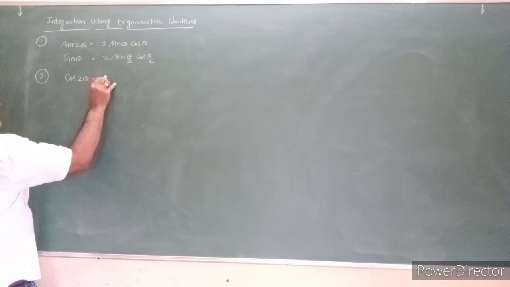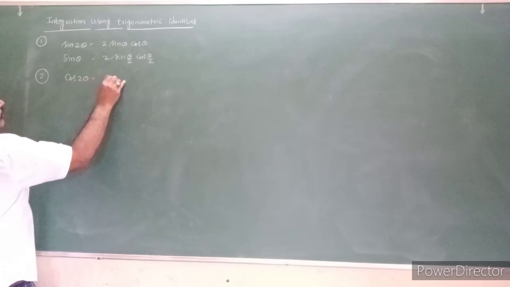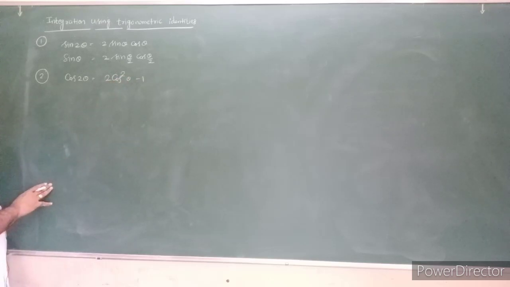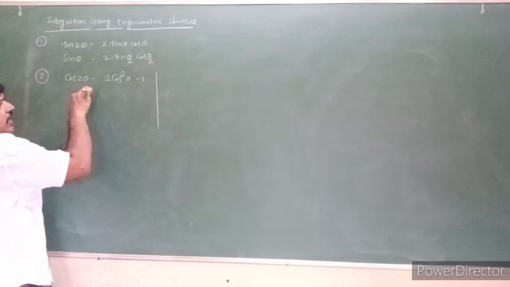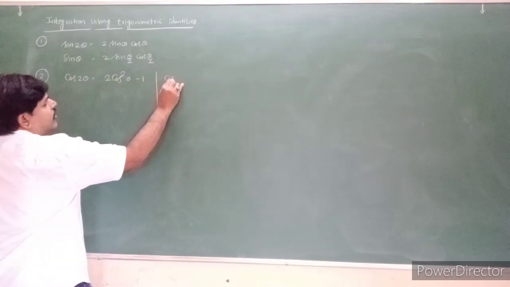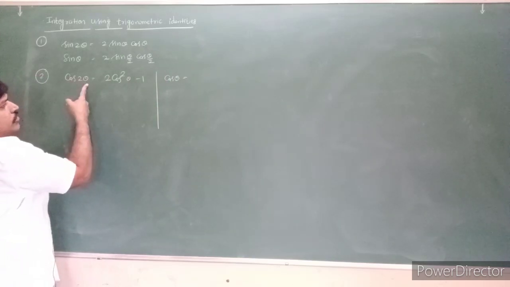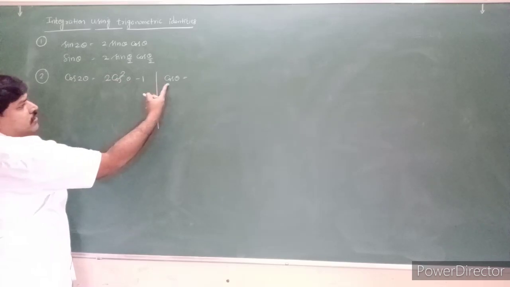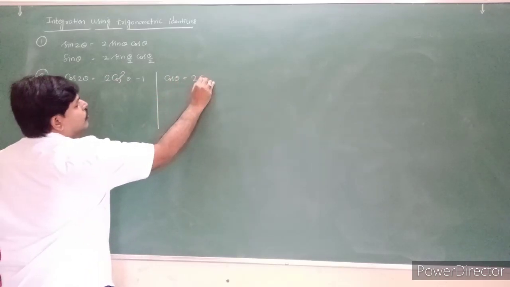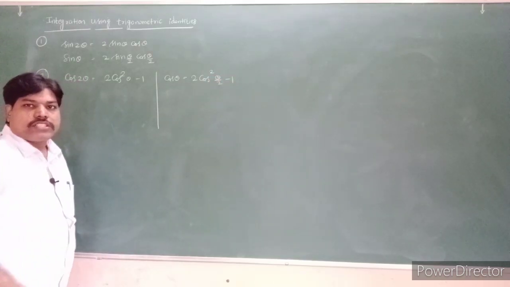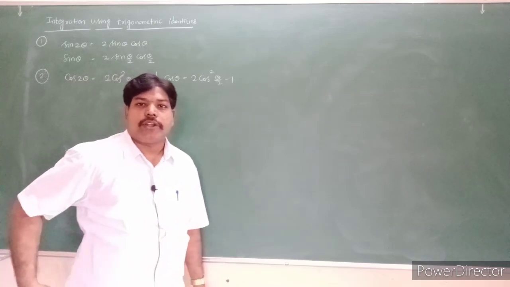The next formula: cos 2 theta is equal to 2 cos square theta minus 1. If you take the half angle formula, in the place of theta we replace theta by theta by 2. Cos 2 theta is equal to 2 cos square theta minus 1, so cos theta becomes 2 cos square theta by 2 minus 1. The cos theta formula is 2 cos square theta by 2 minus 1.